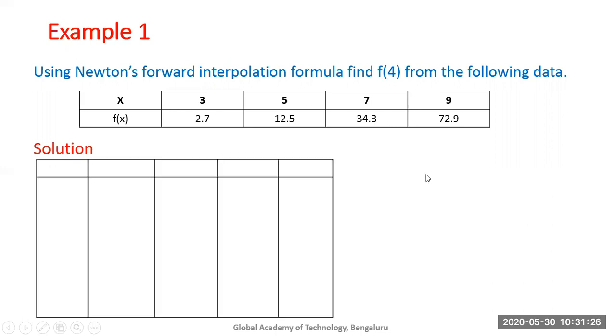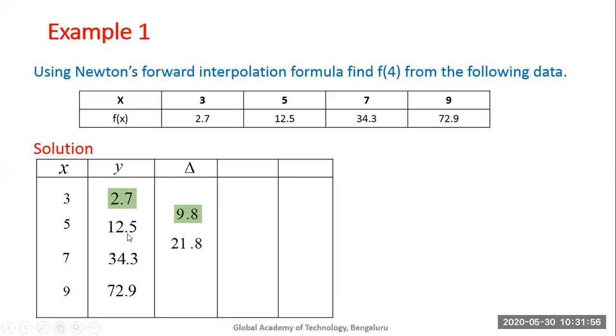So for that, first let us construct the forward difference table. We have x values and y values given here. First value is y0, y1, y2 and y3. Since we're having 4 values, we will get maximum 3 differences. First forward difference, take the difference between 12.5 and 2.7, you get 9.8. 34.3 minus 12.5, 21.8. 72.9 minus 34.3, you get 38.6. So these are delta y0, delta y1, delta y2.